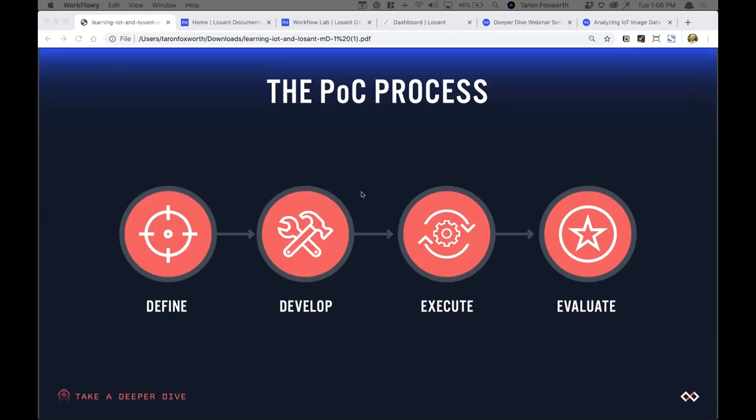I like this process because this is our proof of concept process. So our customers who work with our solutions team, they go through this process, and this allows them to come out on the other end successful. Today, we're going to be focused on the design and develop part, because when we're talking about learning IoT and learning Losant, this is where we're focused. So to get your head wrapped around where we're fitting in the process, that's where we are today.